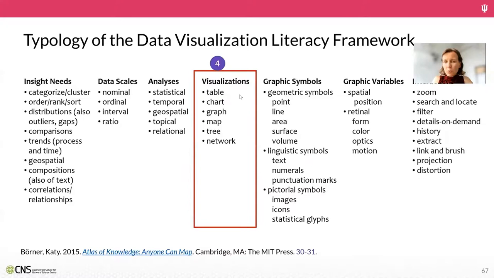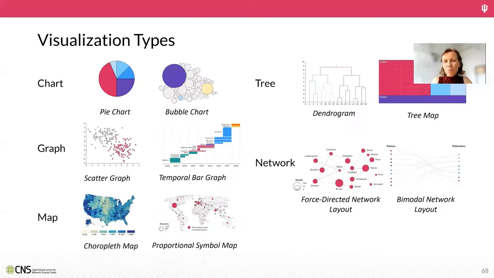Under number four, you have different visualization types, and I'm just exemplarily zooming into some of those. So here you have charts, you have graphs, you have maps, you have trees and networks. And to be honest, it's not the case yet that experts would agree on this kind of classification. Some might actually think that a pie chart is a graph. So there are still discrepancies among experts on this, but I think you have to bring order to the language and terminology before you can teach these things and before you can empower others.